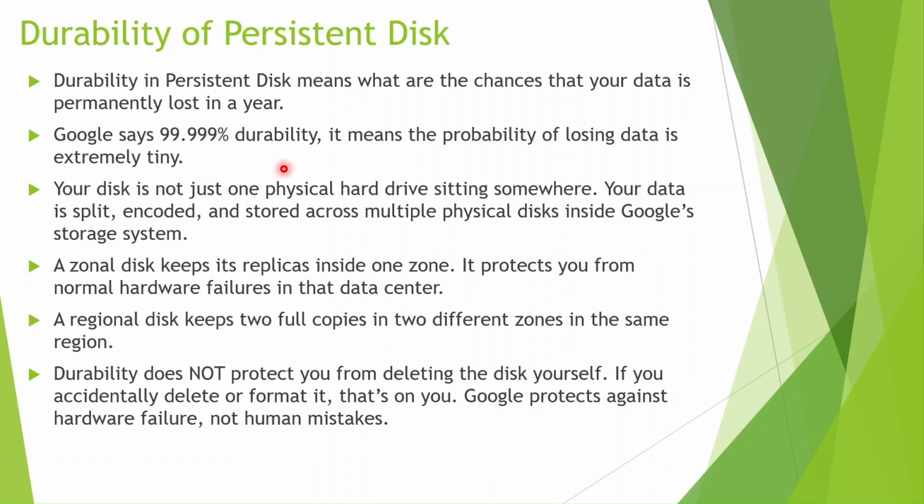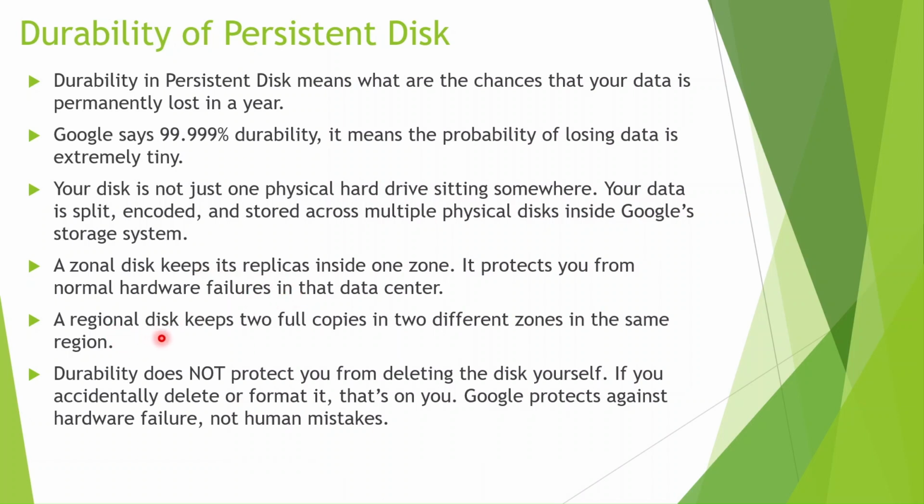Your disk is not just one physical hard drive sitting somewhere. As I told you in the first slide also, your data is split, encoded and stored across multiple disks inside Google's storage system. Even if one disk gets corrupted, as we know disks can be corrupted anytime, Google has stored your data on multiple physical disks, so it can be restored from another disk. A zonal disk keeps its replicas inside a single zone, and it protects you from normal hardware failures in the data center. If something happens in that specific data center, in that specific zone, then with the help of its replicas we can recover your data.